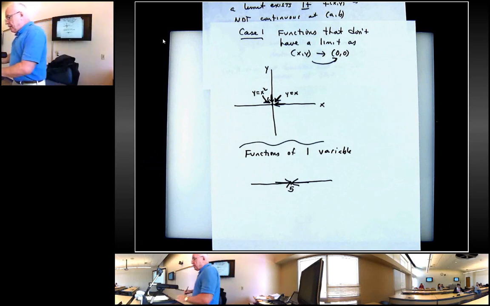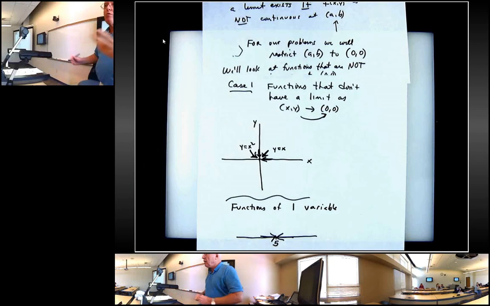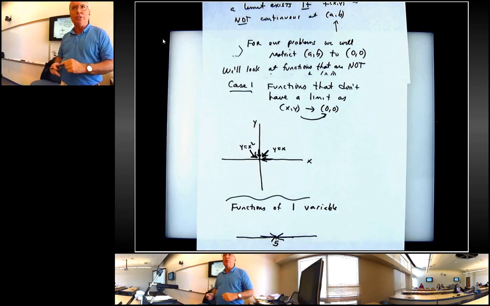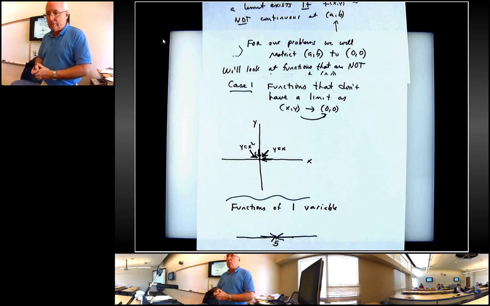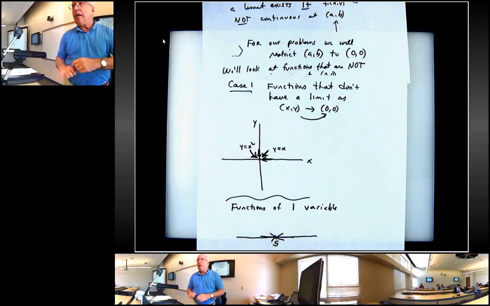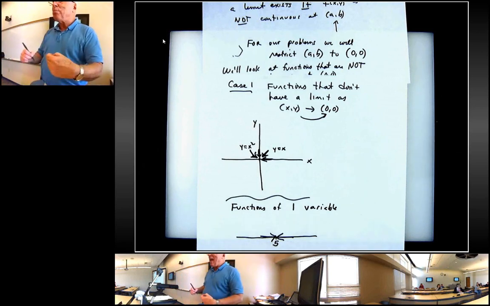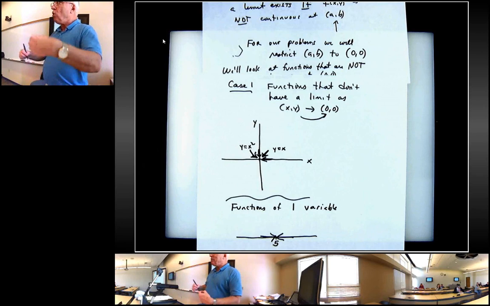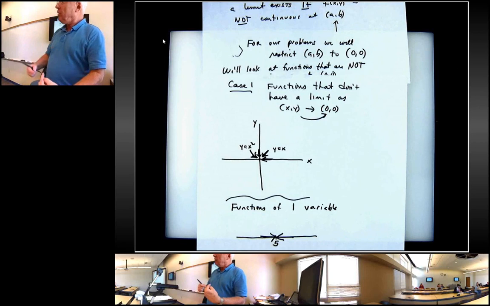Now that we have a two-dimensional domain, we don't just have two ways to approach (0, 0). We have, as I said, an infinite number of ways. And the deal is, if we get a different limit value as we approach (0, 0) along a different path, then the limit doesn't exist at the origin. And that's very possible.